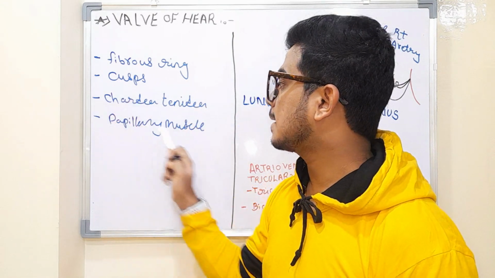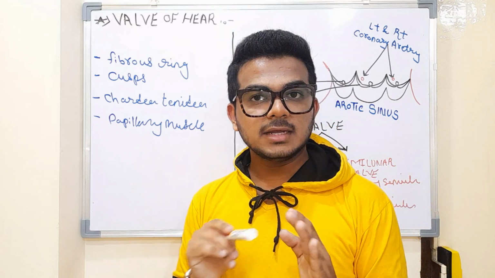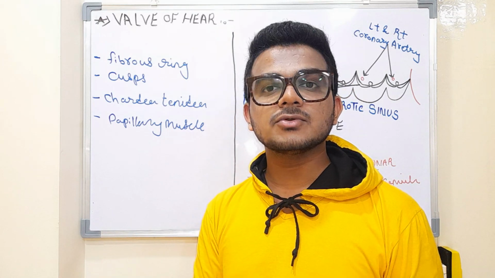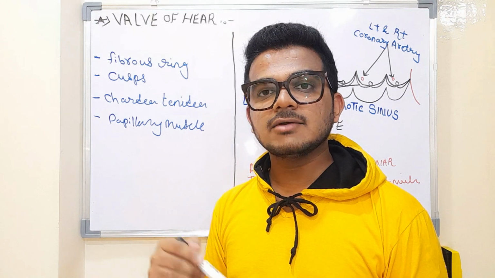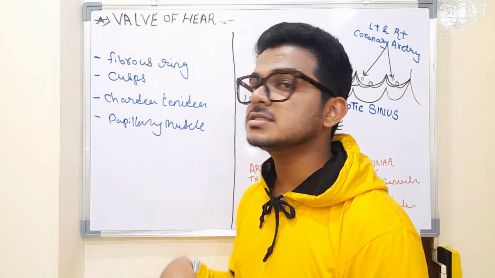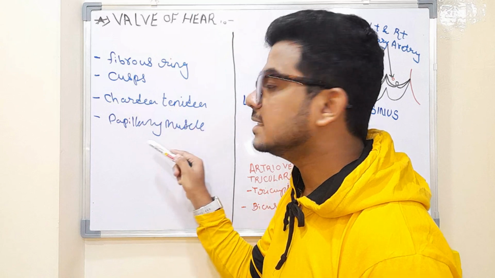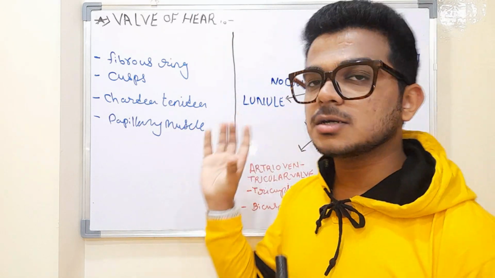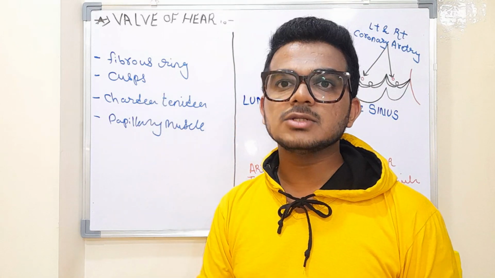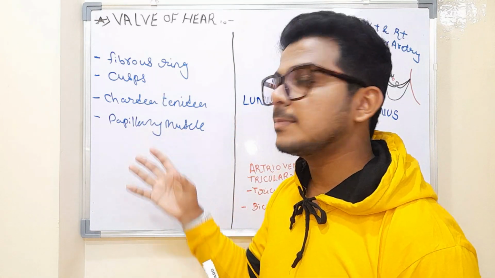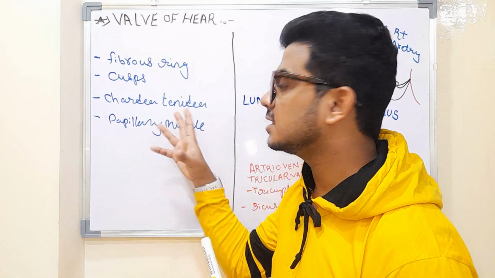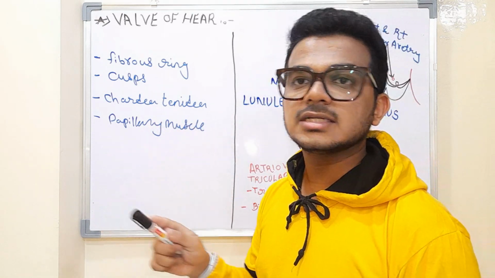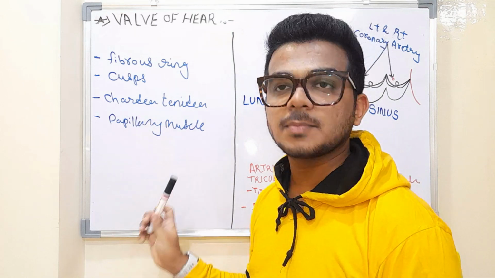Then the last one is the papillary muscles. We have already seen that papillary muscles are present in the ventricular cavity. Inside the ventricular wall there are papillary muscles. So the second end of the chordae tendineae is attached to the papillary muscles. When the cups are open, blood is pumped into the ventricles. Then the papillary muscles act, and the chordae tendineae regain the position of the cups. So that is the main function of the chordae tendineae and the papillary muscles.